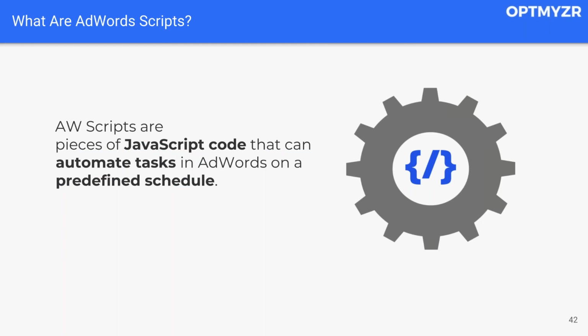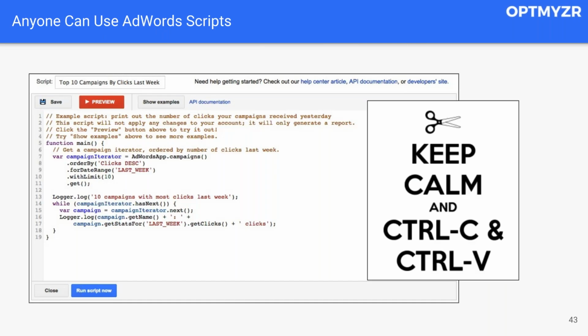It is JavaScript, so I'm looking at the attendance numbers. This is usually when I say the word code, when people start to leave, but don't worry. The only thing you need to be able to do to actually implement this is hit Control-C and Control-V.